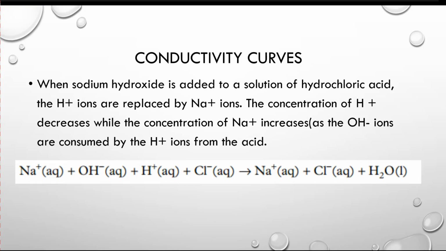Part 2 of our titration graphs focuses on conductivity curves. So when sodium hydroxide is added to a solution of hydrochloric acid, what we're finding is happening is the hydrogen ions are reacting with the hydroxide ions, and instead of being replaced by the sodium ions, a sodium chloride solution will be formed. As that reaction is taking place, the concentration of the hydrogen ions is decreasing, and you'll see this in the graph, the graph will actually decrease also in conductivity as that reaction occurs.